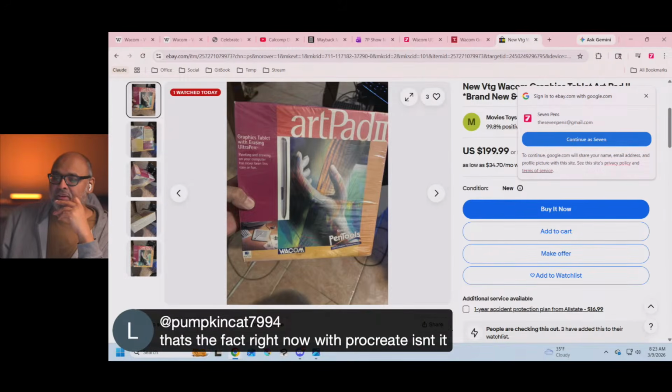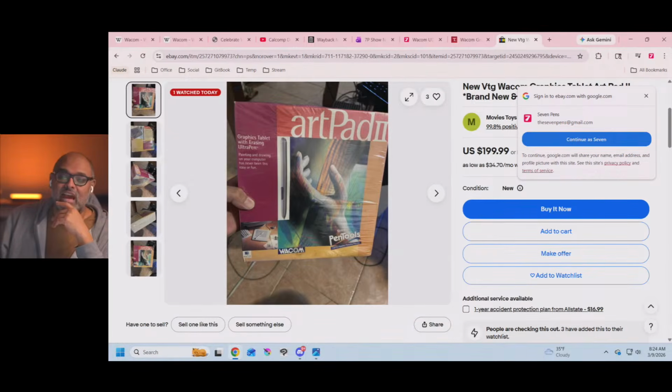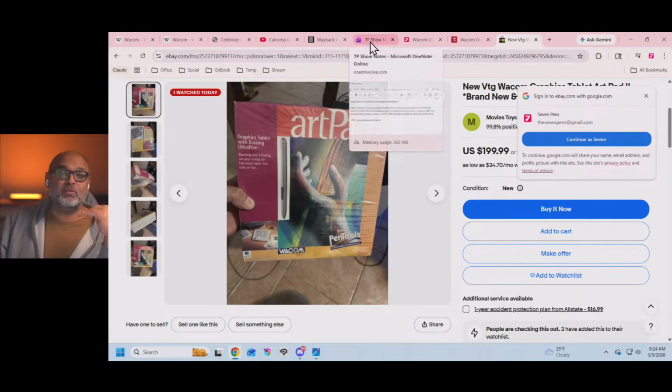Pumpkin Cat says that's the fact right now with Procreate. Yes! I believe a lot of people get iPads because there's Procreate, and because everyone tells them that Procreate's the best thing ever. On the drawing tablet subreddit, so many people say, "I don't care what drawing tablet, it just has to work with Procreate." Or they ask, "Can I get a Wacom?" And I go, "No, you have to get an iPad." So that does actually happen. Apps can drive the purchase of hardware if your app is good enough, if your app is differentiated enough.